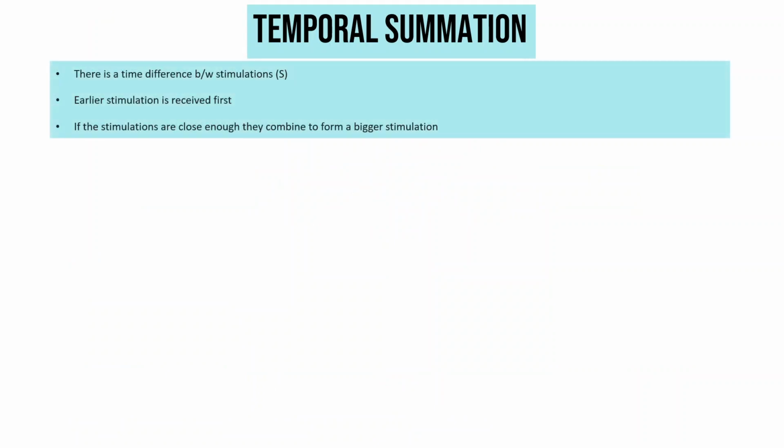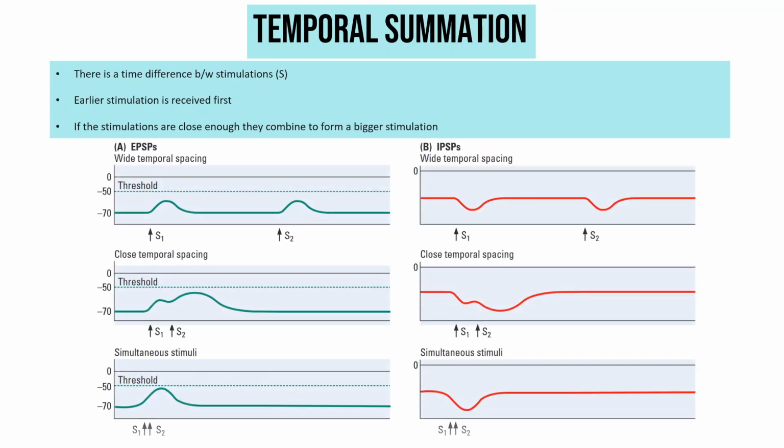The first was time. He put a time difference between two stimulations. He found that the earlier the stimulation you give, the first signal is what is received by the motor neuron as a postsynaptic potential. If the stimulations are close enough in time, they just combine, whether they are excitatory or inhibitory. So this is the diagram. If they are far apart in the initial stages, they are considered different signals. The closer they are, the more they are treated as one signal by the summation of both signals. Cool. This is the temporal summation.